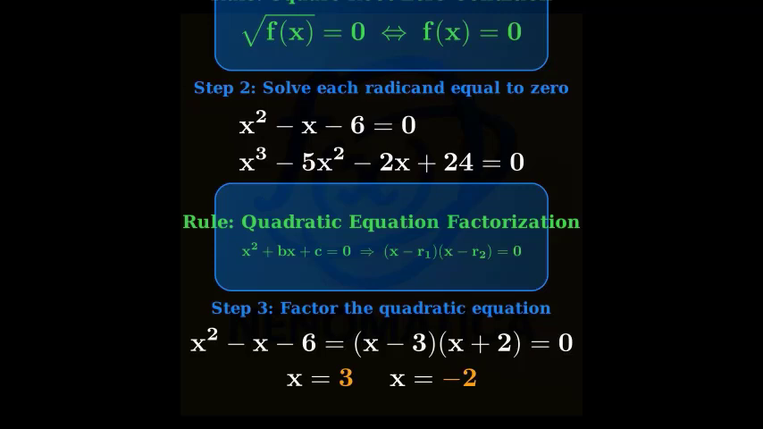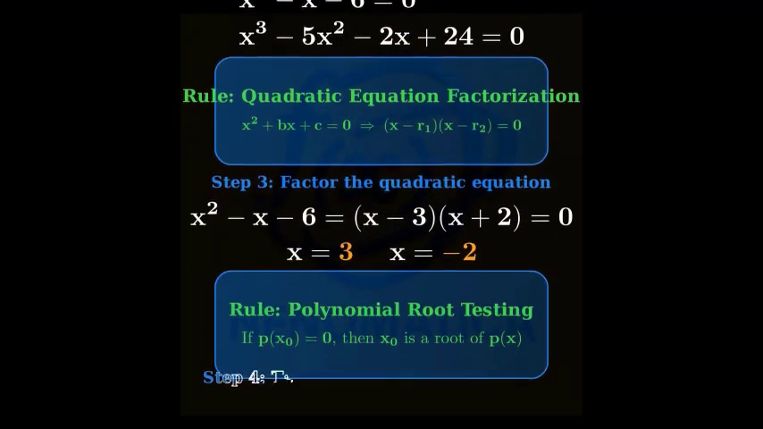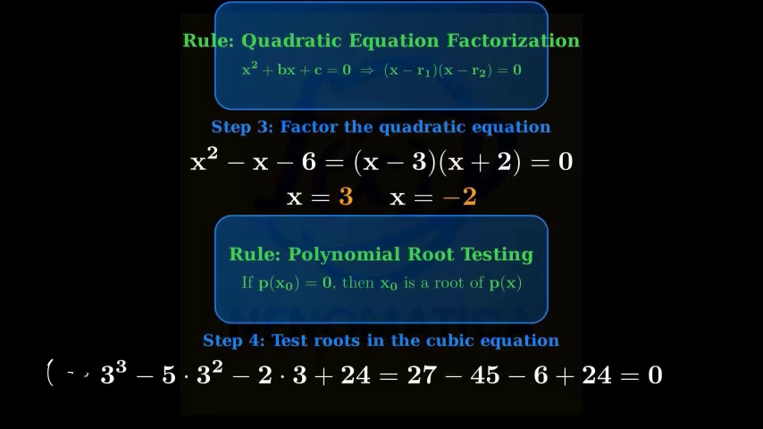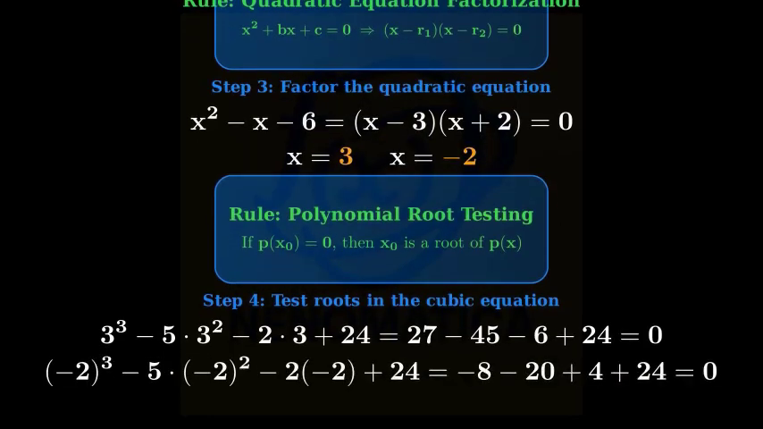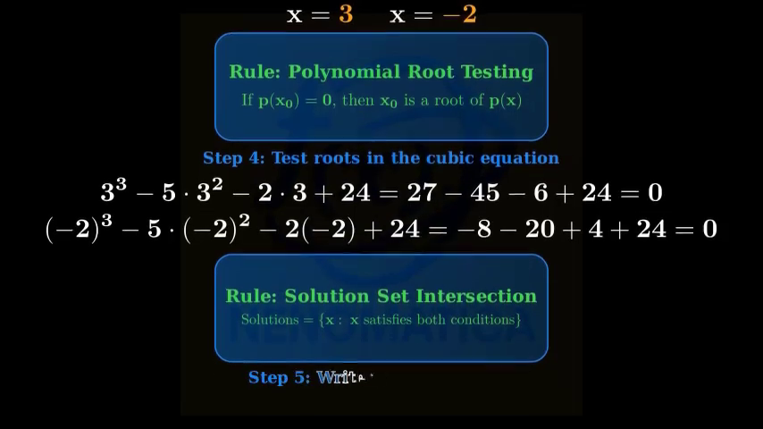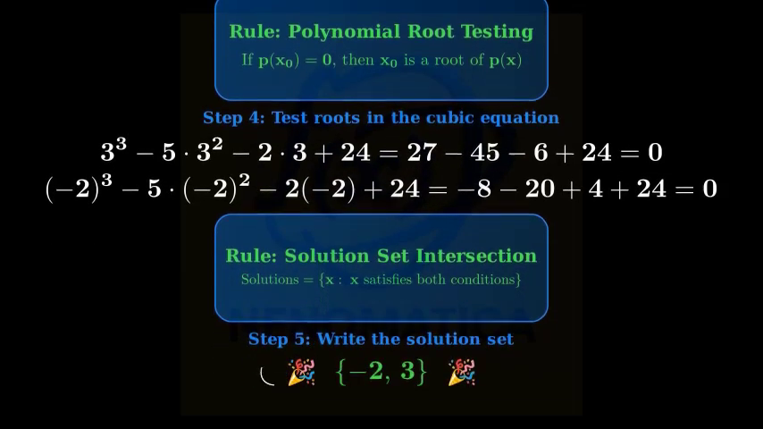Rule. Polynomial root testing. Substitute the candidate values into the cubic to check they are roots. Step 4. Test roots in the cubic equation. Evaluate at x equals 3 and at x equals -2. Both evaluate to 0, so both are common roots. Rule. Solution set intersection. The solutions are the common roots of both conditions. Step 5. Write the solution set. The solution set is -2 and 3.